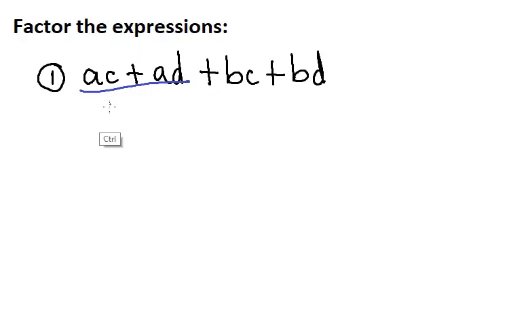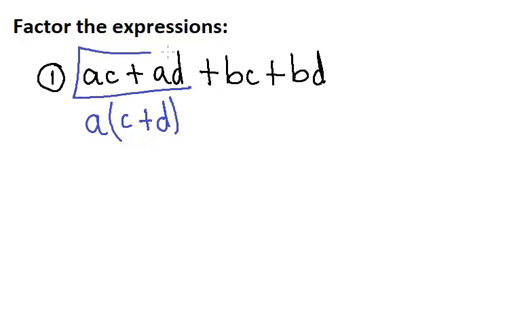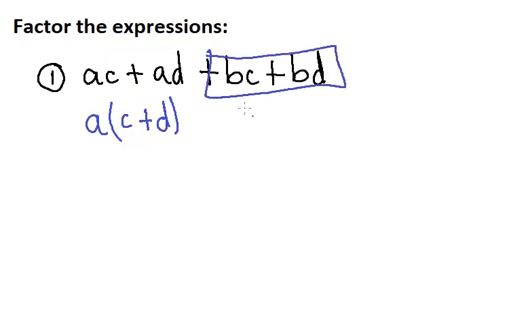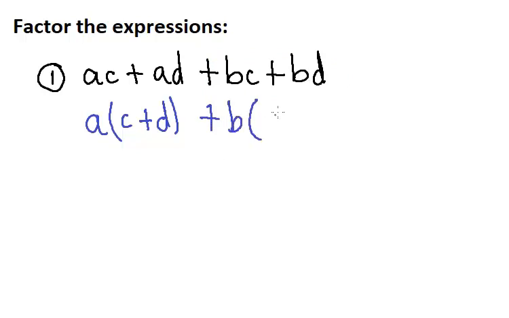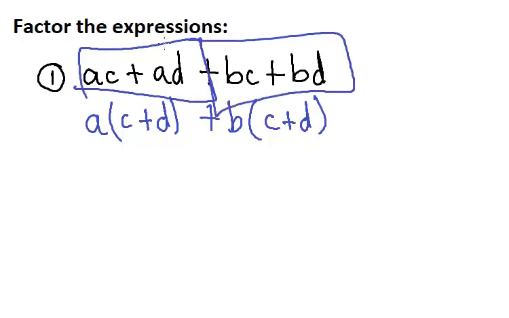So in this first group, what's repeating is the A. If I take out the A, I'm going to have C plus D inside parentheses. That's only the first group. Now I'm going to focus on the second group. What is repeating in the second group? Well, the B is repeating, so I'm going to put plus B outside, and I'm going to have C plus D. So I'm factoring by parts: I'm factoring one part and then I'm factoring the other part.